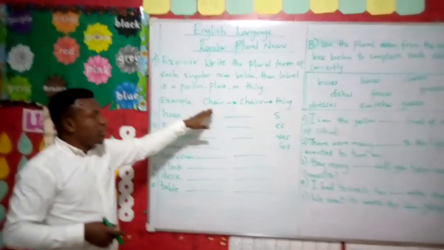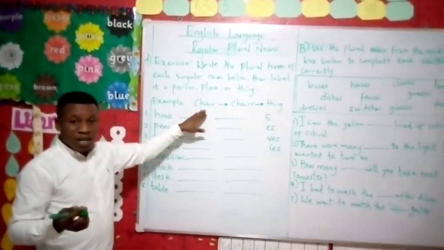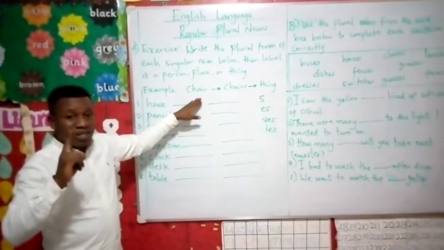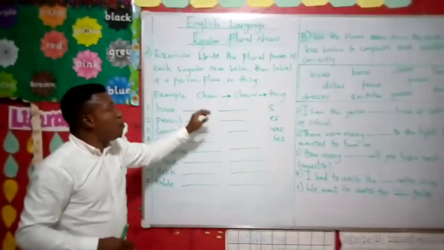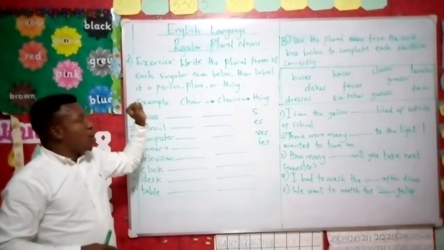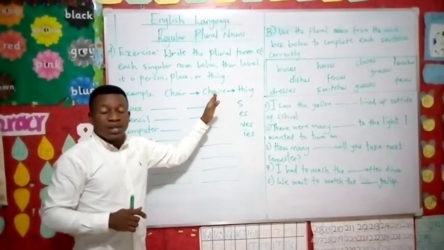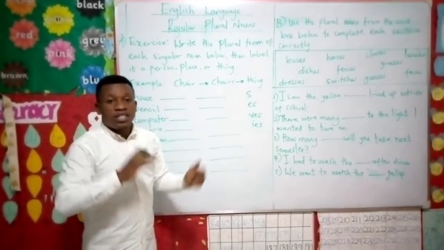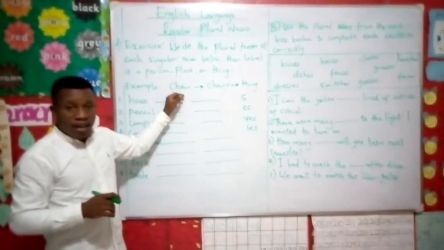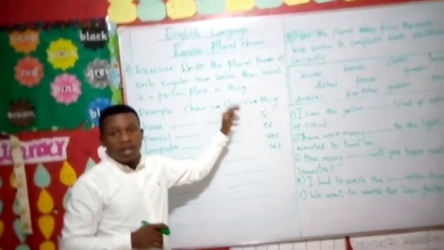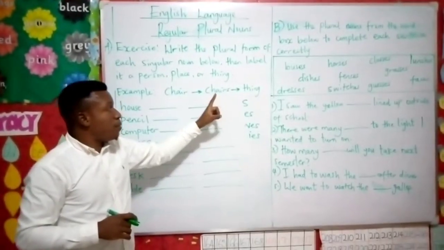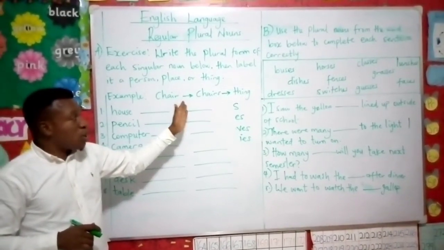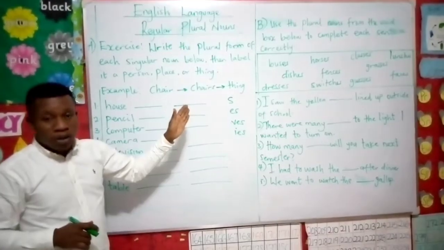Example, chair. Singular, just a chair. Now when we have more than one chair, we call it what? We say the plural noun will become chairs. Remember, we added s to the singular word to form the plural. This is because now the chair is more than one.